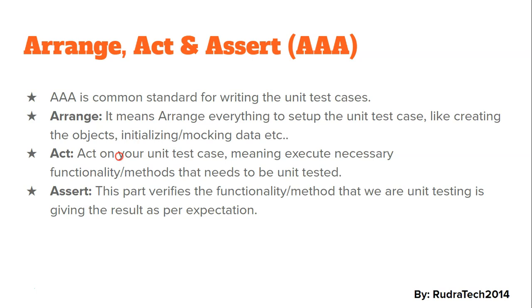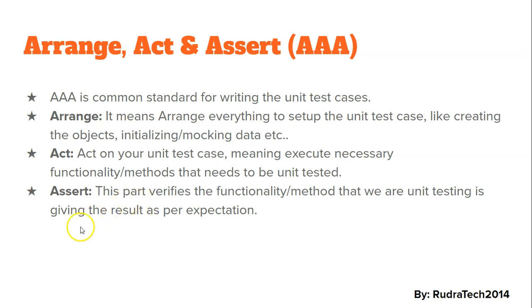First is arrange. It means arranging everything to set up the unit test case, like creating the objects, initializing or mocking data, etc. Then is the act section. That means acting on your unit test case, meaning executing the necessary functionality or methods that need to be unit tested. Then is the assert section. This part will verify whether the functionality or the method that we are unit testing is giving the result as per our expectation.